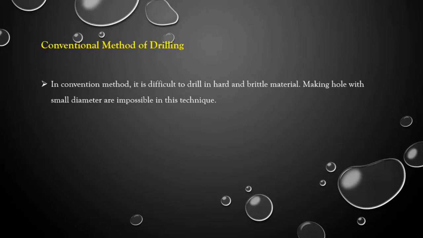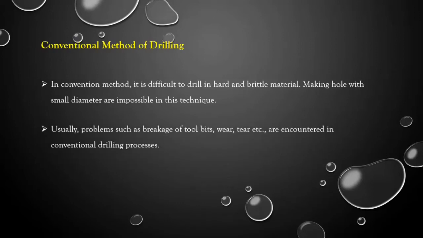Why do we move to the laser technique? What are the main drawbacks of the conventional method of drilling? Now we are going to discuss the drawbacks of the conventional method. In the conventional method, it is difficult to drill hard and brittle material. In that material, making a hole with a small diameter is impossible. Usually, problems such as breakage of tool bits, wear and tear, etc. are encountered in the conventional drilling process.